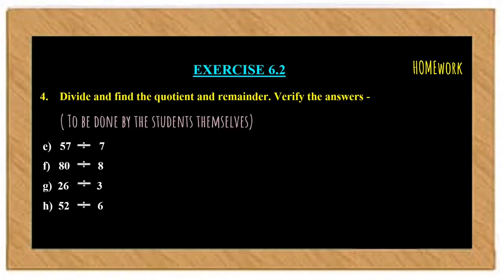A few problems need to be done by you yourself, children, in your notebooks. So kindly do parts E, F, G and H from the book yourself and verify your answers as per the method taught. Part E says 57 divided by 7. Part F says 80 divided by 8. Part G has 26 divided by 3. And finally, in the H part, you have 52 divided by 6.